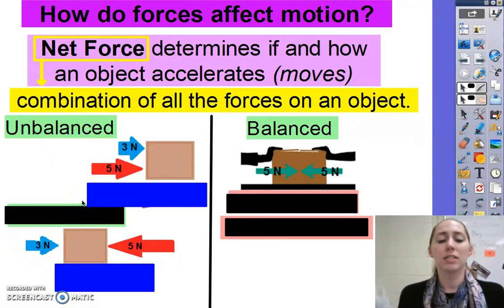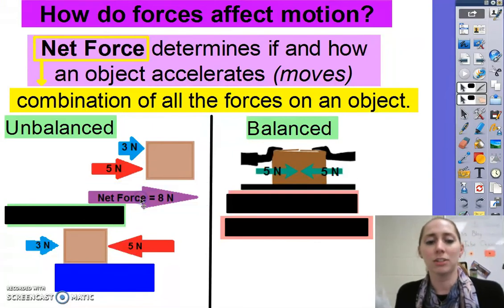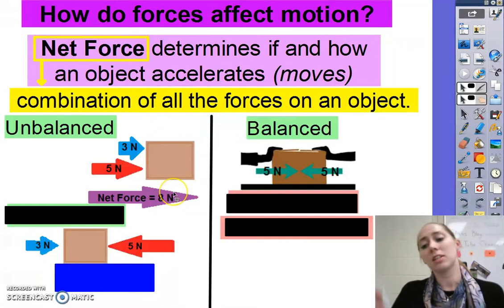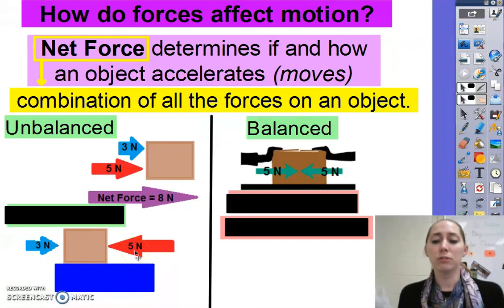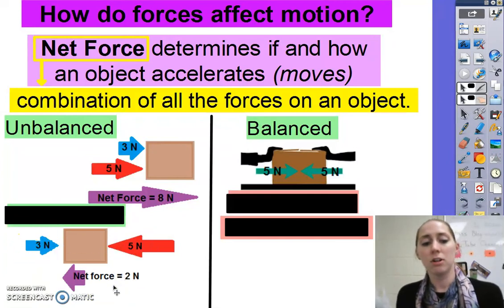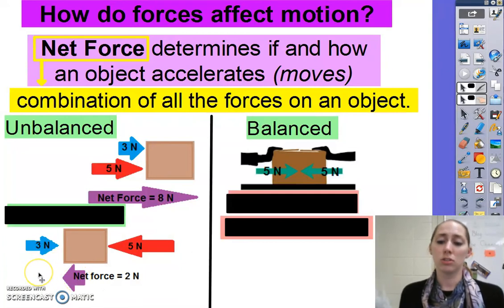Unbalanced net force is what happens when all of the forces together create a force in a certain direction. So here we've got 3 newtons pushing to the right, 5 newtons pushing to the right. So the net force, we take both of those, since they're heading in the same direction, we add them together, and our net force is 8 newtons to the right. In this other example here, we've got the box, 5 newtons to the left, 3 newtons to the right, so the net force, 3 of these newtons cancel out the 5 newtons there, we've got a net force of 2 newtons to the left. Notice how the arrow is smaller than the 8 newton one.